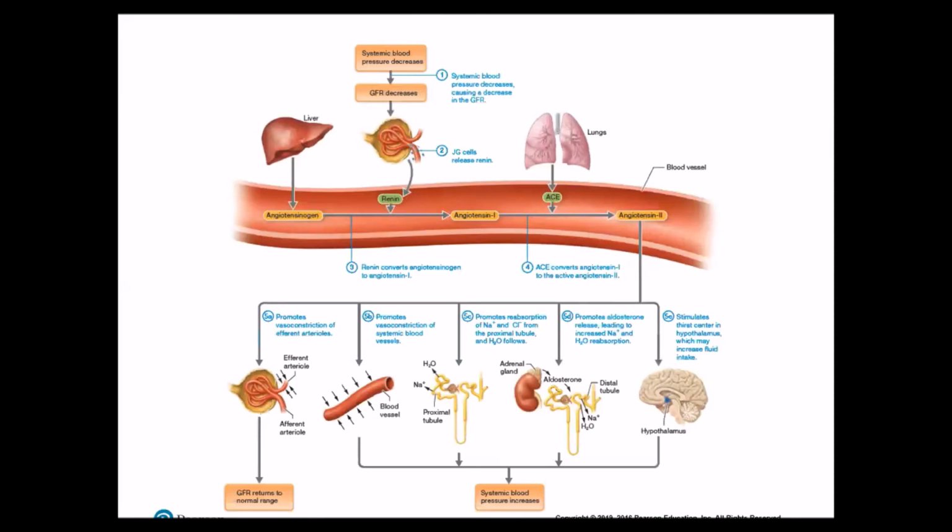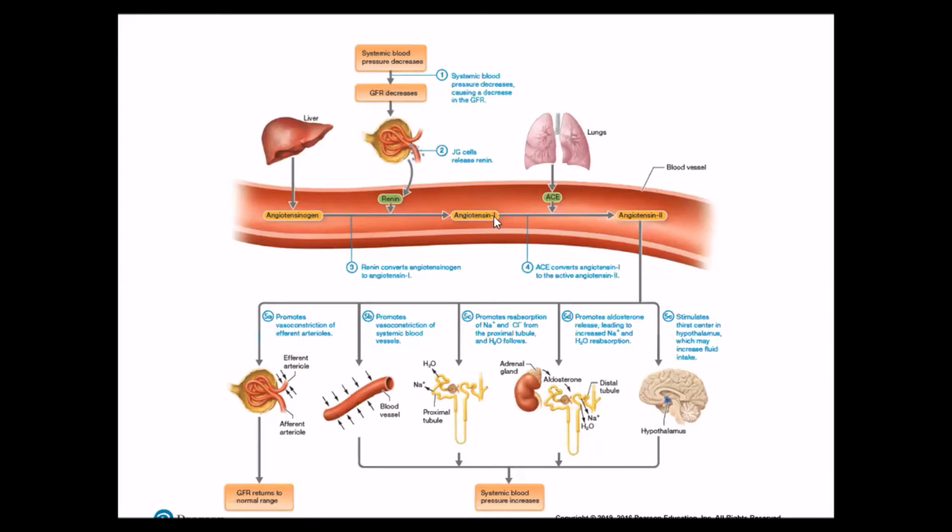There's a figure 24.14 in your textbook that does a pretty good job of showing you each of these chemicals and where they're produced from. You see the blood vessel there, and the liver's producing the angiotensinogen. The kidneys are producing renin. If you have a decrease in the GFR and you've got blood pressure going down, then the kidneys are going to secrete the renin here.